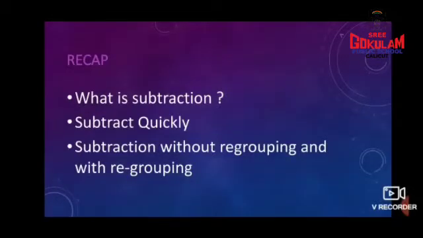In this video, we discussed what is subtraction, how to subtract quickly, and subtraction with regrouping and without regrouping. Hope you all understood these. The rest we can discuss in our next video.